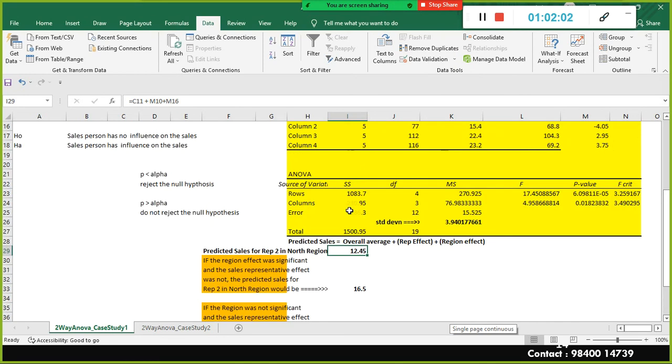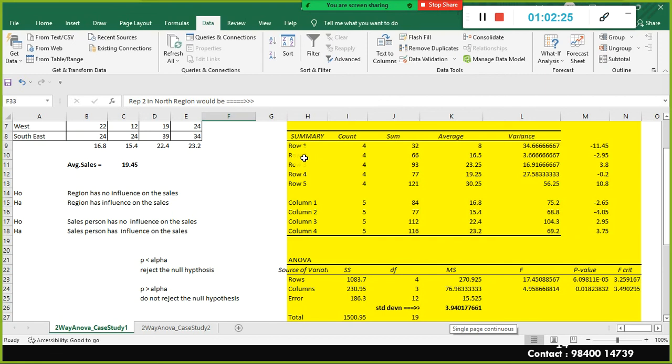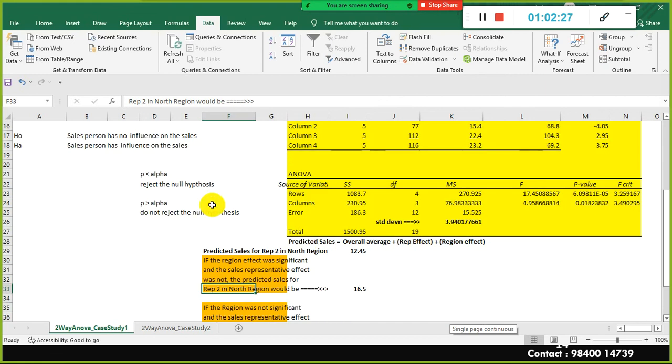Yeah, what I said was correct only. See, here you understood the overall effect. In this case, you need to take into account both rep effect and region effect. And if you consider the salesperson effect was 0, you don't have to consider salesperson effect, only the region effect, right? Overall average how much? 19.45. The north region effect was minus 2.95. 19.45 minus 2.95 is 16.5.